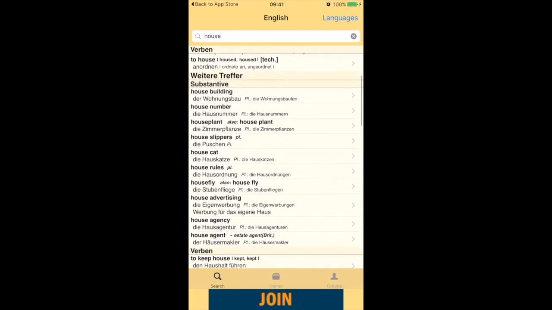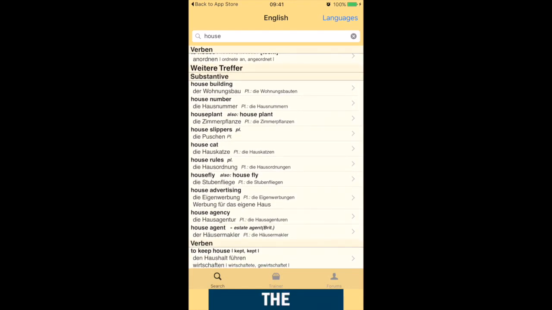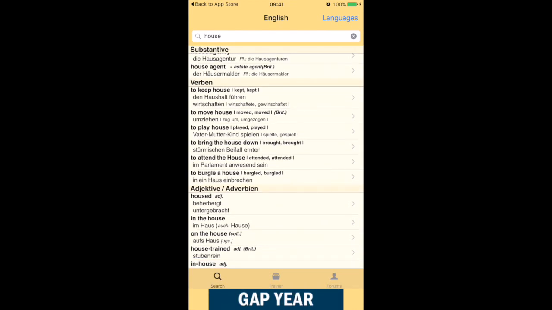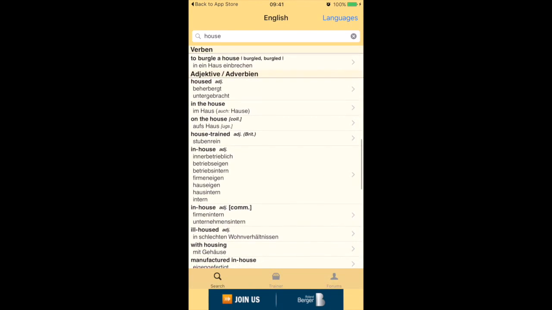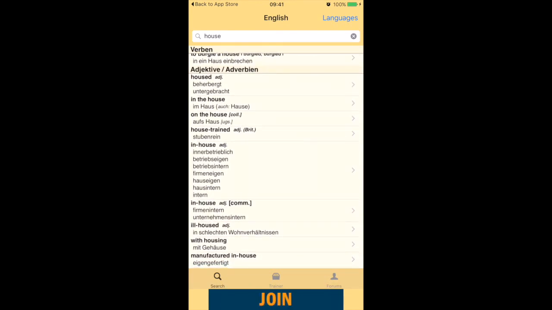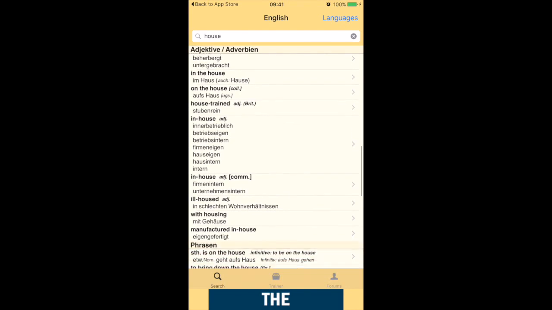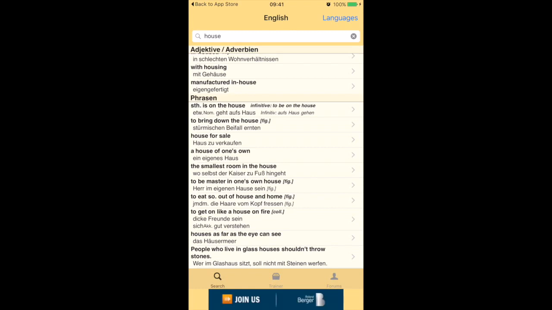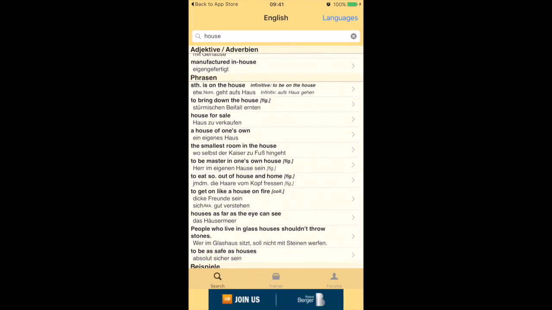And then various words in context: der Wohnungsbau, Hausbuilding, die Hausnummer, die Zimmerpflanze, die Puschen, die Hauskatze, die Hausordnung. Then if you scroll down, you have verbs, to keep house, den Haushalt führen. Going down to burgle a house, ein Haus einbrechen, and then adjectives: untergebracht, in the house, im Haus, on the house, aufs Haus. Scrolling down again, with phrases: to bring the house down, stürmischen Beifall ernten. To be the master of one's own house, Herr im eigenen Haus sein.